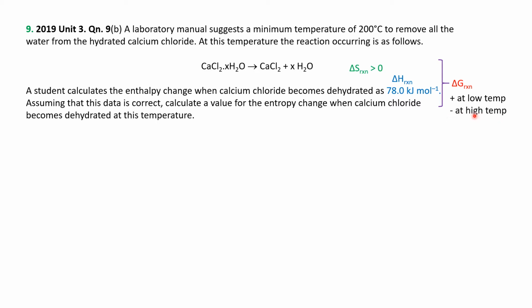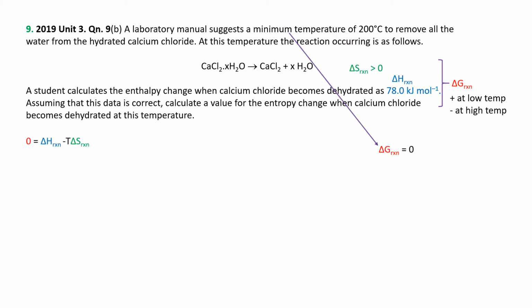Okay, so low temperatures, not going to happen. High temperatures is going to happen. What's the difference between low and high? Well, it tells us right here that the minimum temperature is 200 degrees Celsius. So that implies that 200 degrees Celsius is where this reaction changes from non-spontaneous to spontaneous. And of course, as it changes from non-spontaneous to spontaneous, delta G is 0.